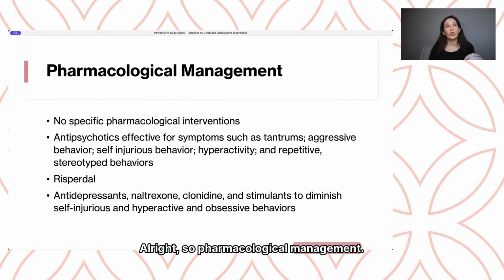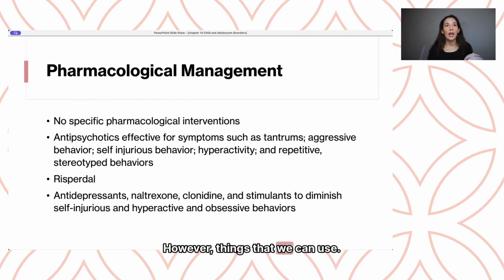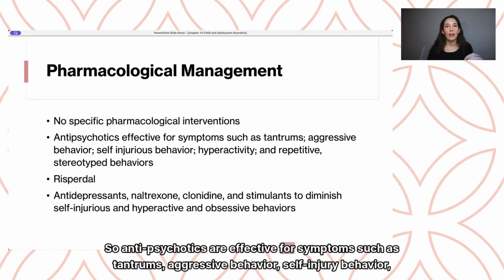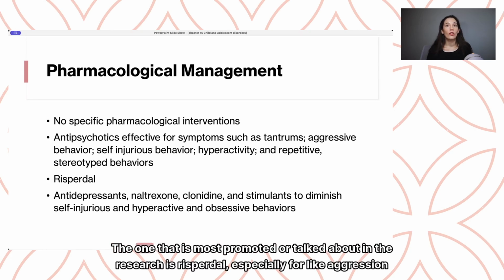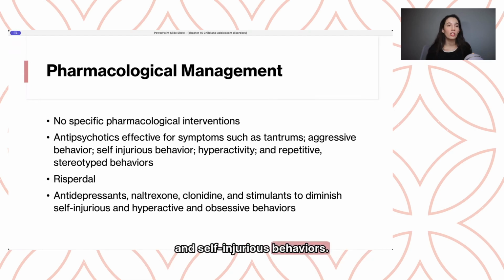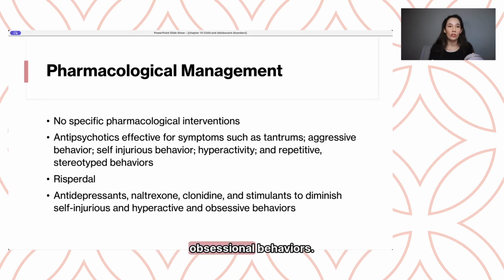All right, so pharmacological management. Again, there's no specific pharmacological intervention for autism. However, there are things that we can use. Antipsychotics are effective for symptoms such as tantrums, aggressive behavior, self-injurious behavior, hyperactivity, and stereotyped patterns. The one that is most promoted or talked about in the research is Risperdal, especially for aggression and self-injurious behaviors. Antidepressants, naltrexone, clonidine, and stimulants can also help to diminish self-injurious, hyperactive, and obsessional behaviors.